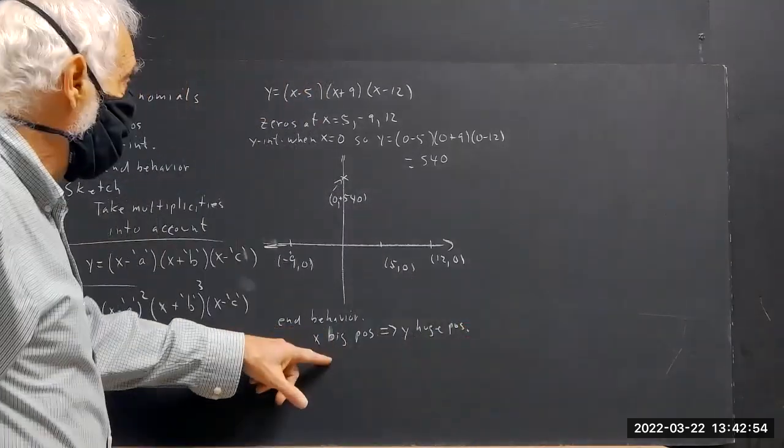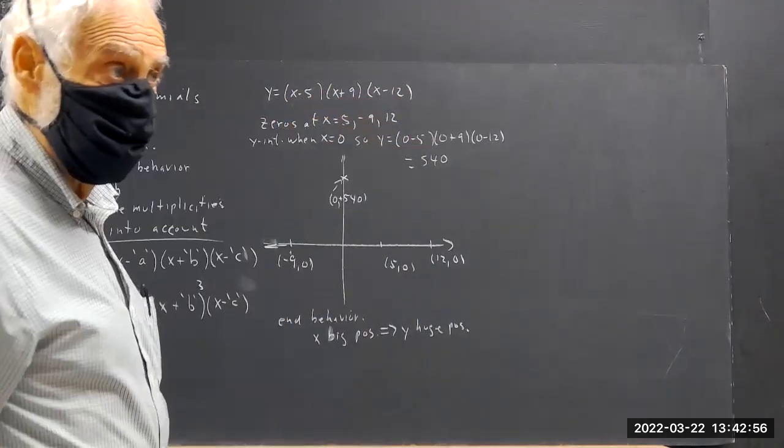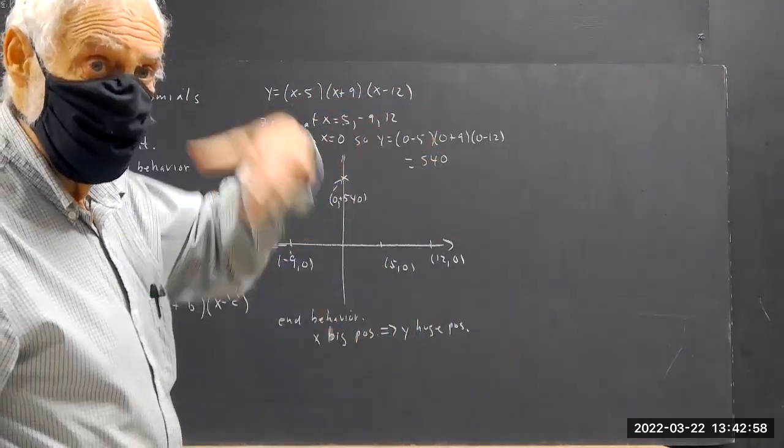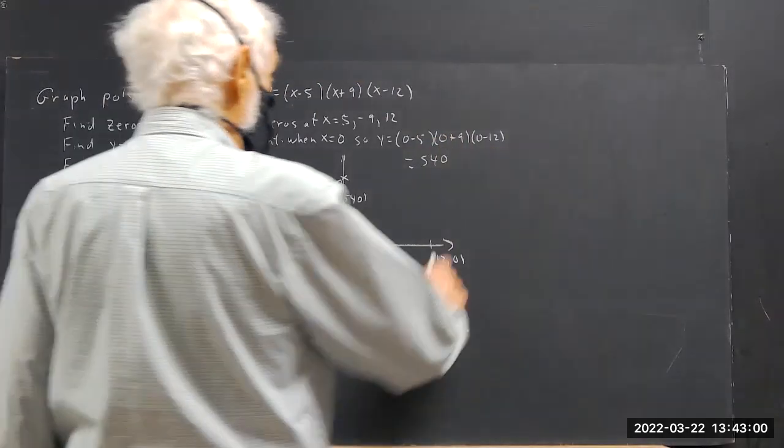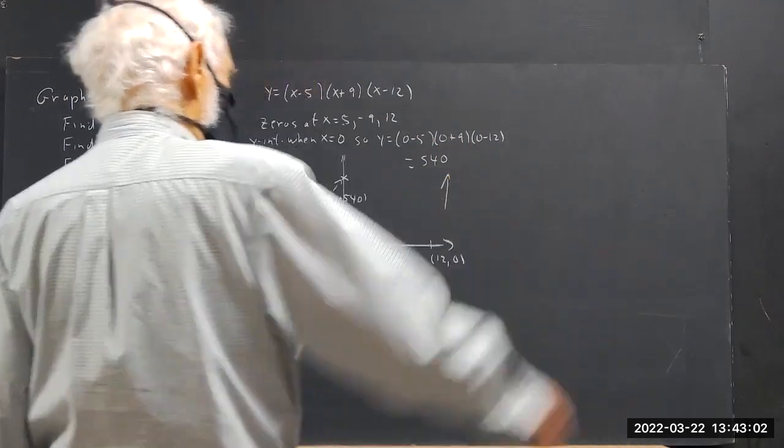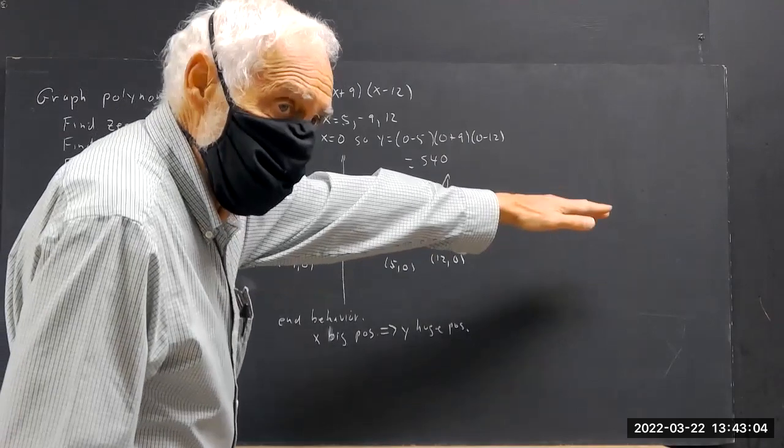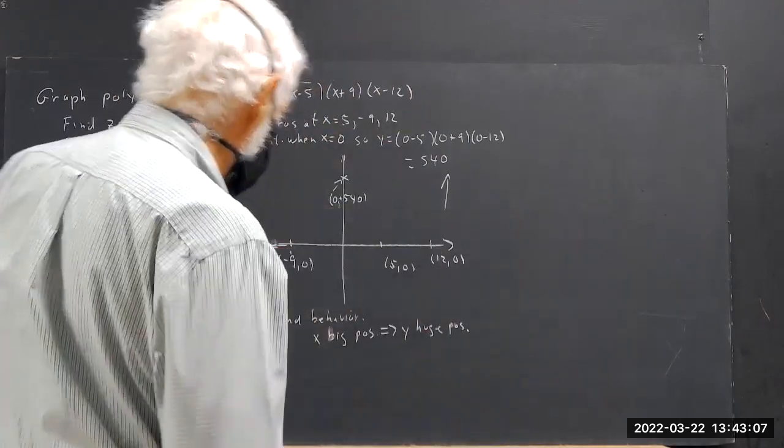If x is a big positive number, then all these are big positive numbers. You multiply three big positive numbers, you get a huge positive number. Which means as x gets to the positive side, it goes up like this.